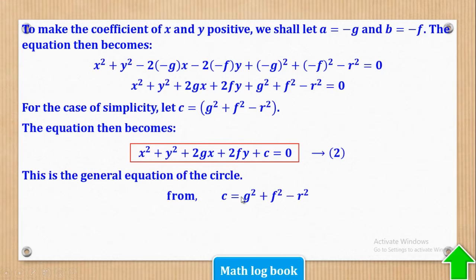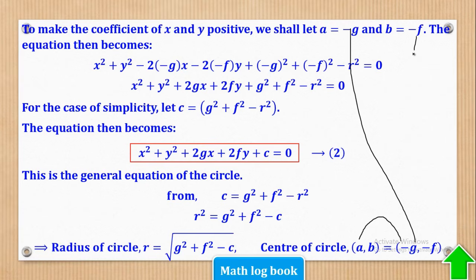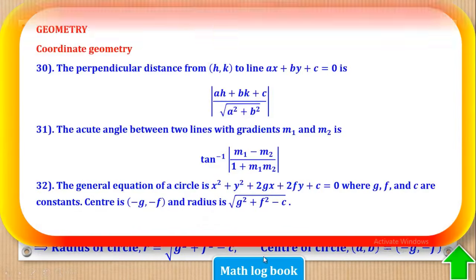So from c equal to g squared plus f squared minus r squared, when I make r the subject, r squared will be that. Therefore, the radius of the circle will be got by putting a square root on both sides. And the center (a, b), remember a was let to be negative g, so where there is a, put negative g, and b was let to be negative f, so where there is b, put negative f. So we have got this radius of the circle and the center, which is exactly in the form as it is in your mathematical logbook.